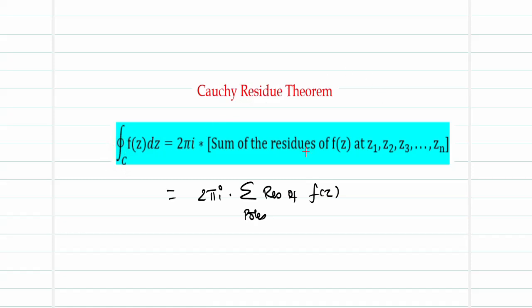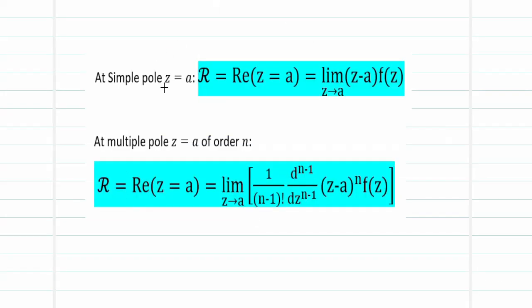Now what I need is the residue of the function. The residues can be of two types. They can be a residue for a simple pole or a residue for a multiple pole. For a simple pole, it is limit z tending to a of z minus a into f of z. And for a multiple pole, you have limit z tending to a of 1 by n minus 1 factorial, d power n minus 1 by d z power n minus 1, of z minus a power n into f of z. I suppose by now you must have become comfortable memorizing these two formulas on residue at a simple pole and a multiple pole. Now come on, we will move on to evaluate problems applying Cauchy residue theorem.